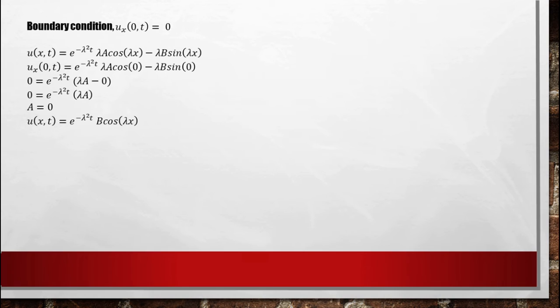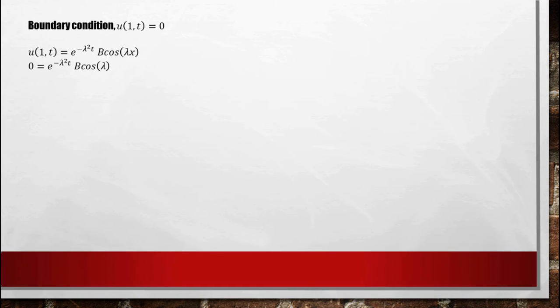u_x(0,t) = 0. u_x(x,t) = e^(-λ²t)(λa cos λx - λb sin λx). So u_x(0,t) = e^(-λ²t)(λa cos 0 - λb sin 0). From this, a = 0. So our new u(x,t) is equal to e^(-λ²t) b cos λx.